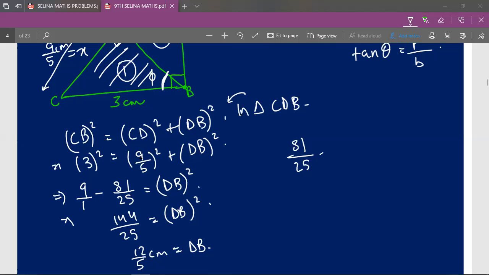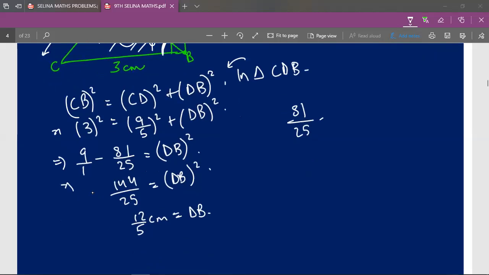So 9 upon 1 minus 81 upon 25's final answer is 144 upon 25, which is equal to dB whole square. So the square on the RHS goes to the LHS and becomes a root. So whole root 144 upon 25 becomes 12 upon 5. Why? Because 12 into 12 can also be written as 144, and 5 into 5 can also be written as 25. So root of 144 upon 25 is equal to dB.